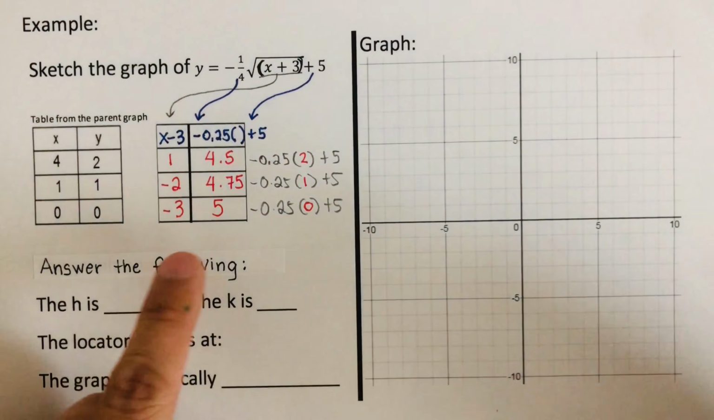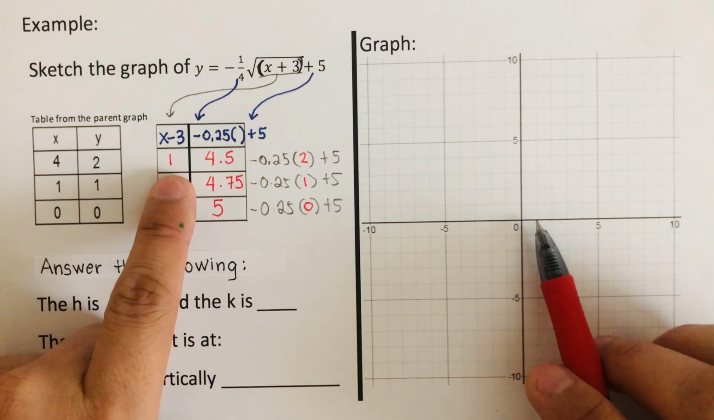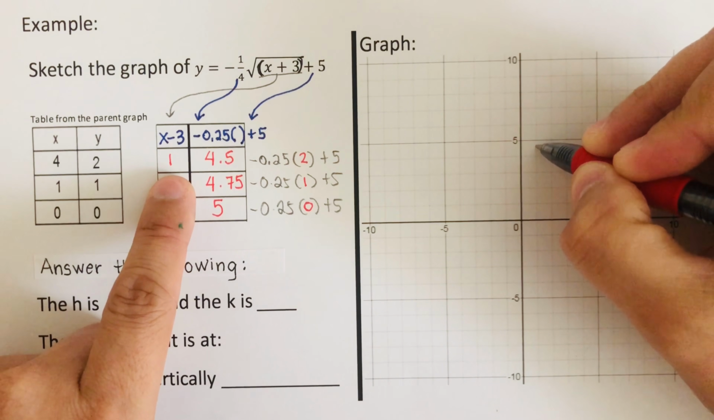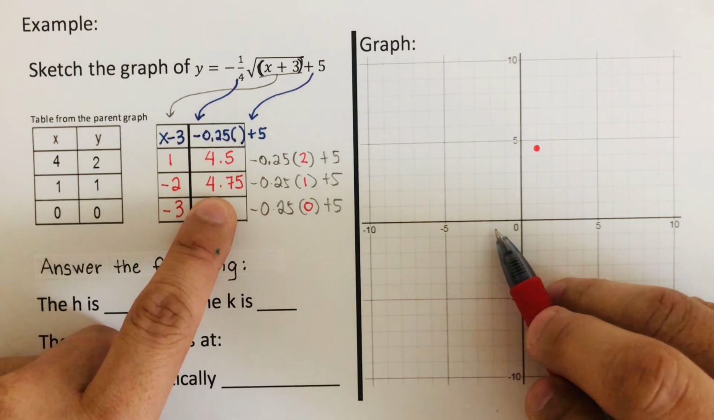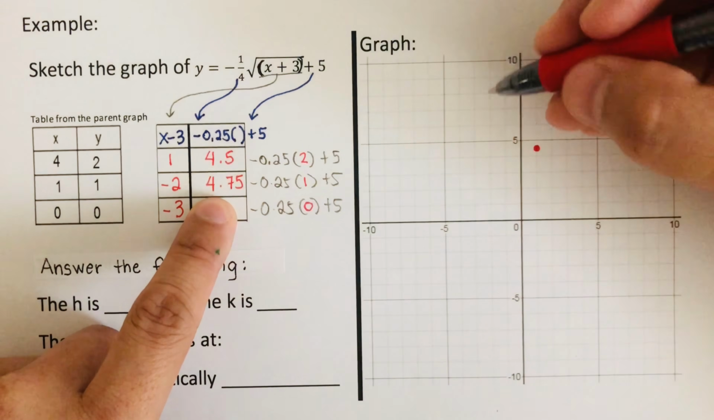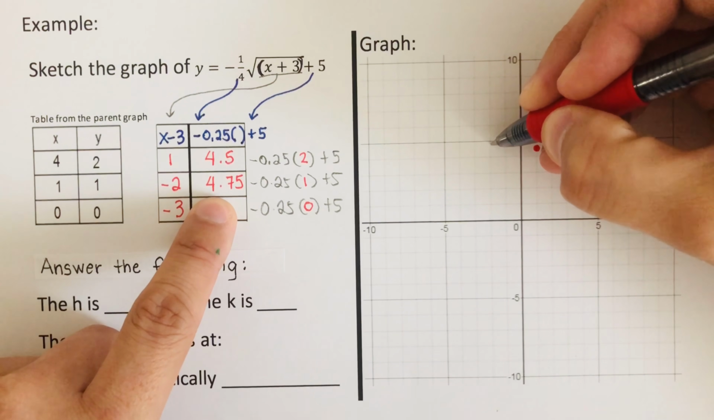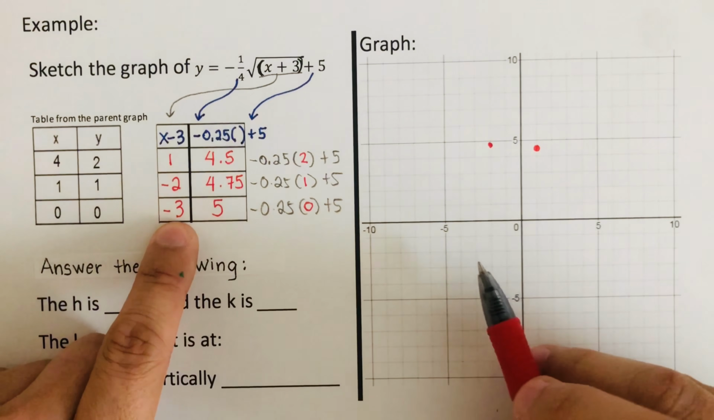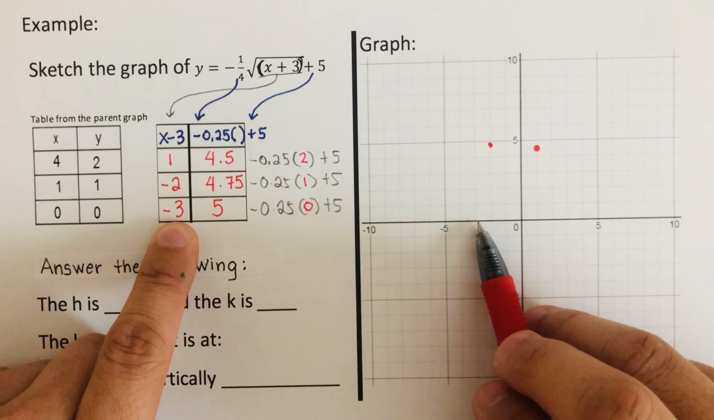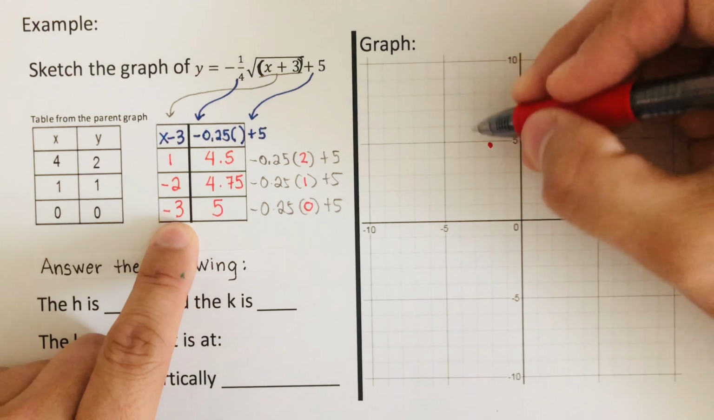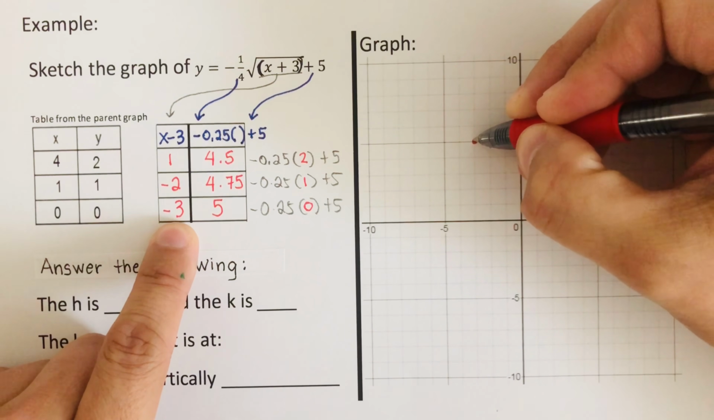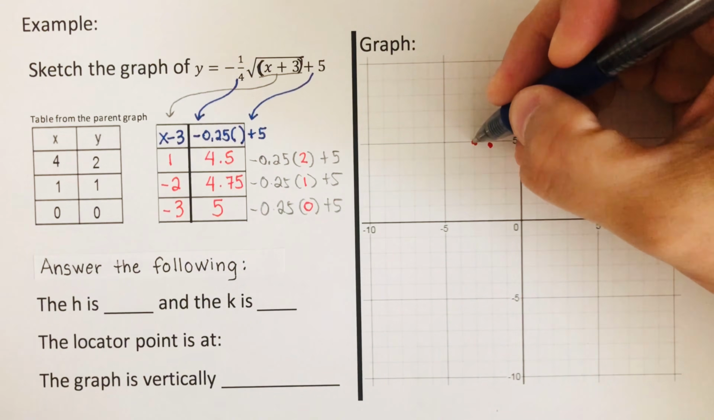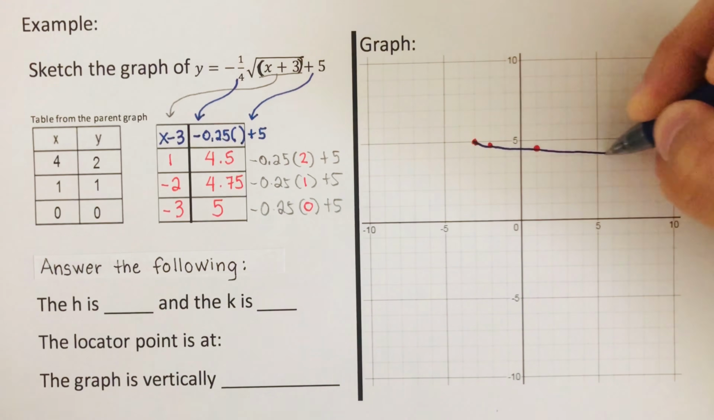So then we're ready to plot this in. So 1 is 4.5. So I go ahead and 4.5 is right here. And then we have negative 2 is positive 4.75. So it's going to be right here. And then negative 3 is 5. So negative 3 would be all the way to 5. Okay. So then we can go ahead and sketch the graph. It's going to go this way.